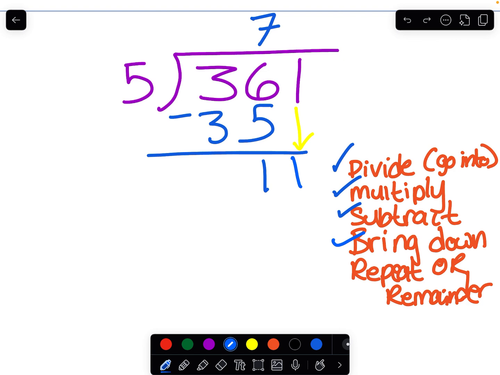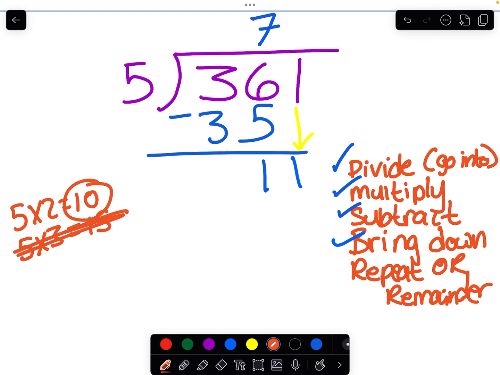Again, I know this is a lot of information, but we're going to practice a lot. So now we're on the repeat step. Instead of looking at the dividend and saying, okay, what is 36 divided by 5, I'm going to actually look at this number. What is 11 divided by 5? Another way to think about it is go into. How many times can 5 go into 11 without going over? So, one way you can do it is to say, okay, let's see. I know 5 times 2 equals 10. That's pretty close to 11. And I know 5 times 3 equals 15, but 15 is too big. We can't do that. So it's going to be 2.